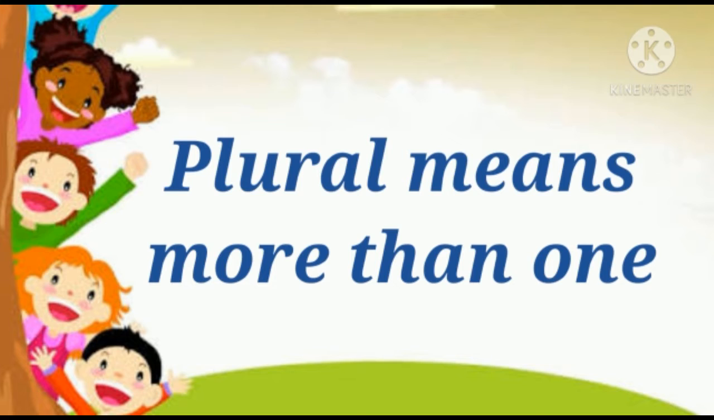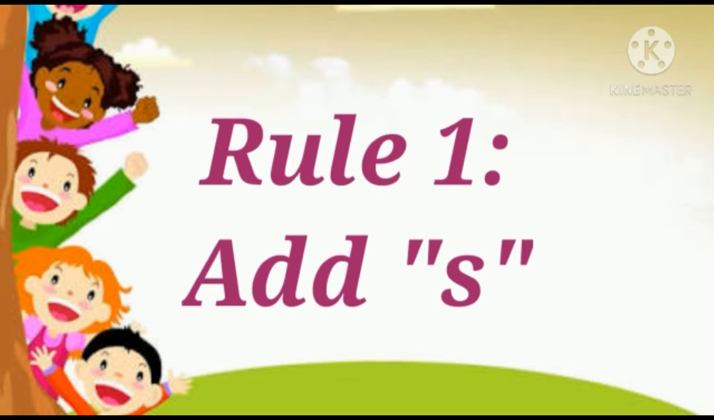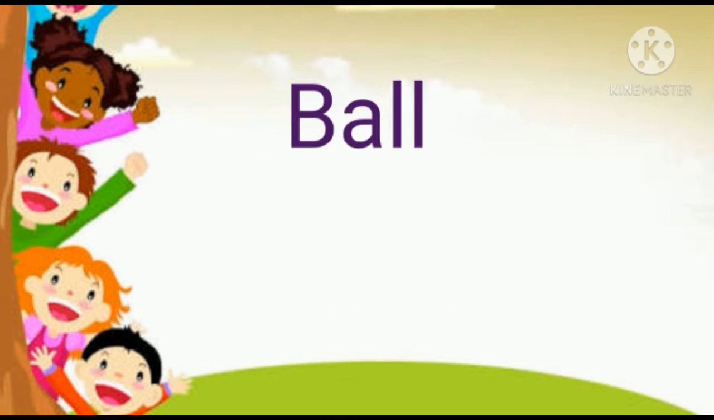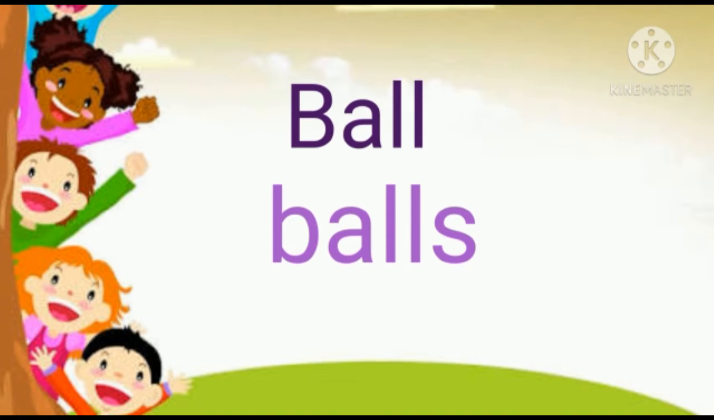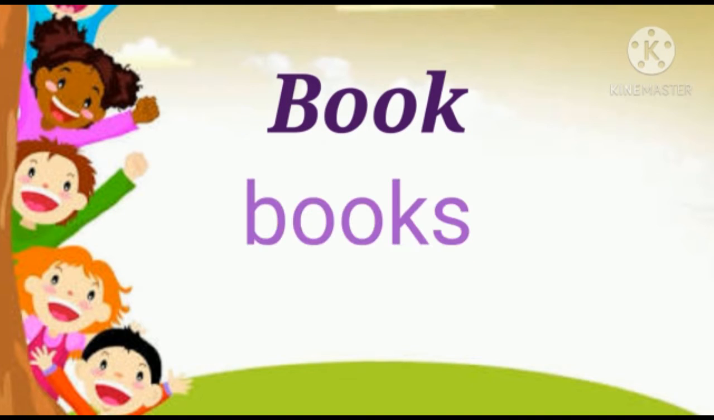For example, we have to add s to the word to make it plural. For example, ball. So the plural of ball is balls. We add s here. Similarly, book. So we will add s here. Books. So the plural of book is books.